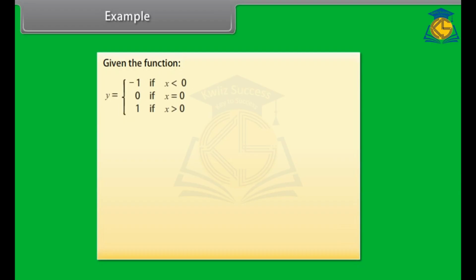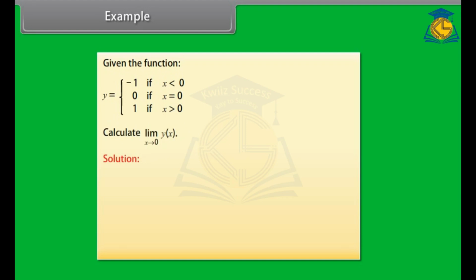Given the function y is equal to minus 1 if x less than 0, is equal to 0 if x equals to 0, is equal to 1 if x greater than 0. Calculate limit x tends to 0 of y(x). Solution. Limit x tends to 0 minus of minus 1 is minus 1. Limit x tends to 0 plus of 1 is 1. The function has no limit at x is equal to 0.